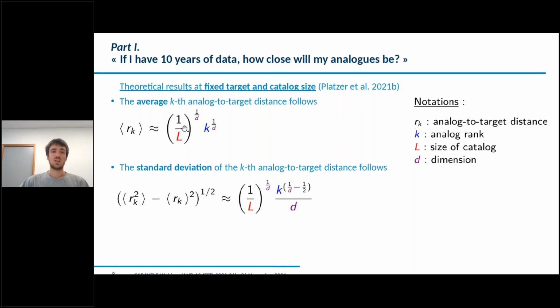So that means that if what you're looking at is less complex, you will find better analogs. That's really what this part of the formula says: the higher the complexity of what you're trying to search analogs from, the farther will be your analogs. And this part tells you how R_K grows with K. Basically, it grows as K to the power 1 over D, where D is the dimension. So in high dimension, it grows very slowly, and in low dimension it grows very fast.